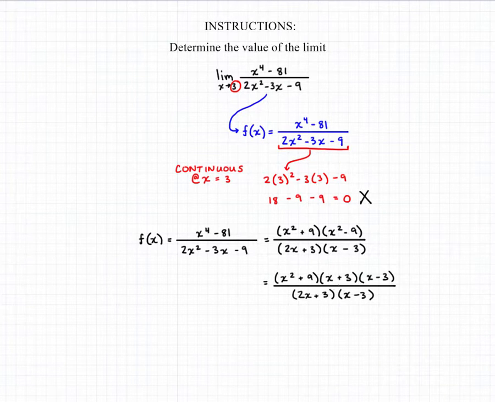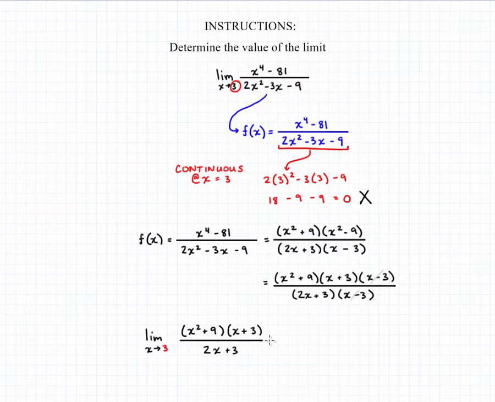We can then cancel out the x minus 3's from the numerator and the denominator, and we now have this abridged function: x squared plus 9 times x plus 3, and 2x plus 3 in the denominator. Now we can look at the limit as this function approaches 3.